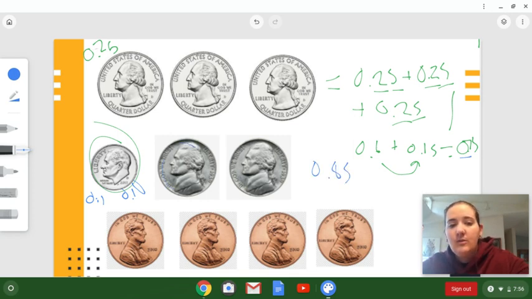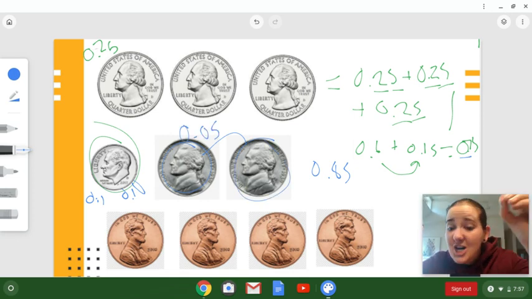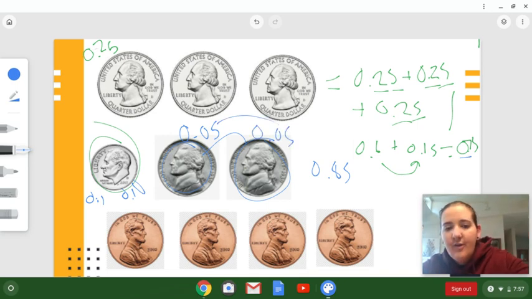And then I got these 2 nickels. So I got 5 cents, which is not 5 tenths, 5 hundredths. And I got another 5 hundredths. And I know that 5 hundredths plus 5 hundredths is 1/10 again, or 10 hundredths. And I know 85 plus 1 more tenth is 95. Okay, getting there. And then I have 1, 2, 3, 4 pennies.